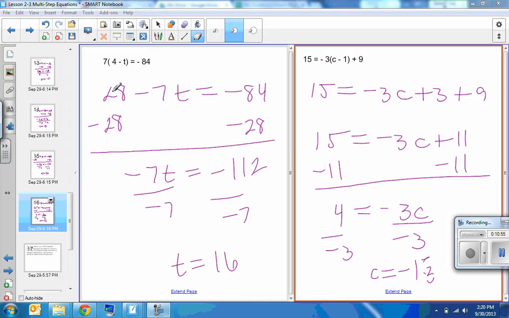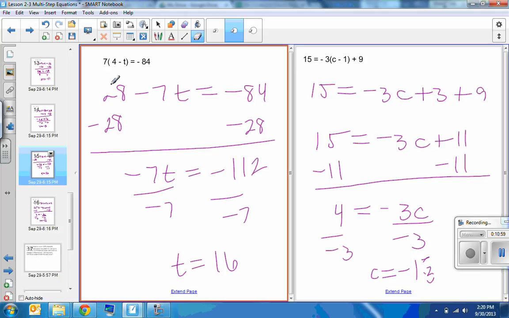Here you got a 28 minus 70 equals a -84. Be careful over here because you want to use the sign that's in front of the number. So it's a positive 28. So you subtract and then you divide. Over here, you want to make sure you distribute, bring down your positive 9. Combine like terms, and then you subtract and solve.